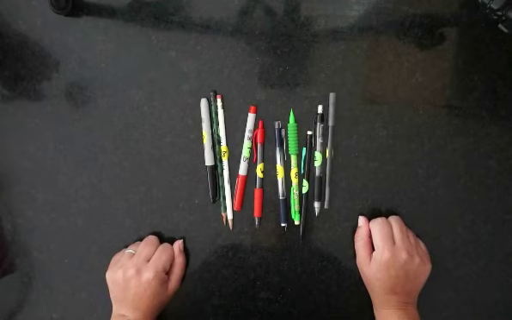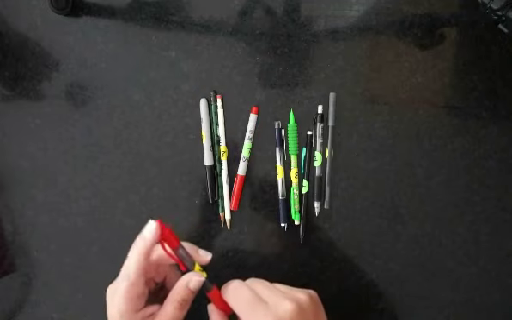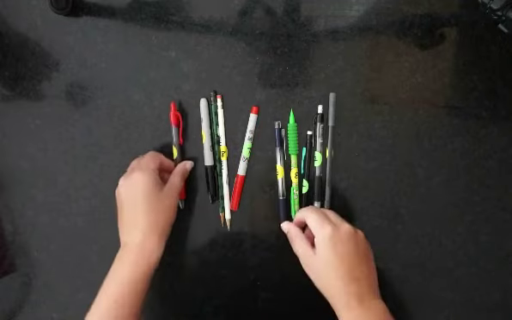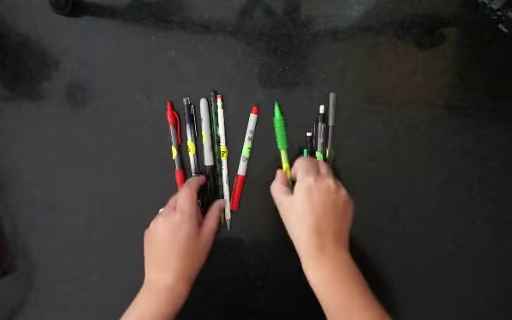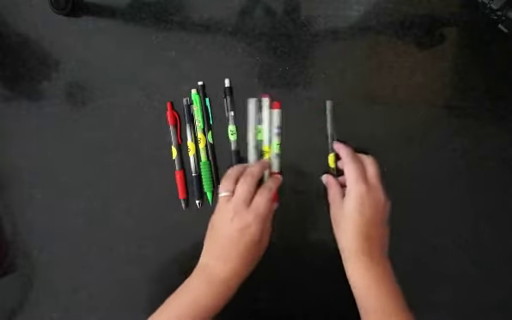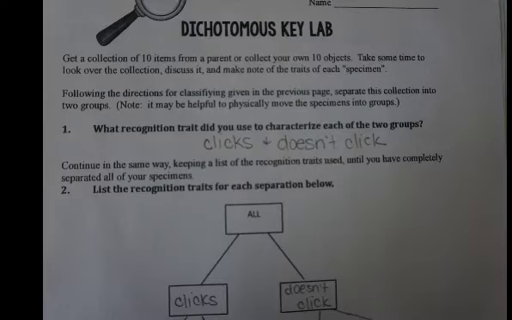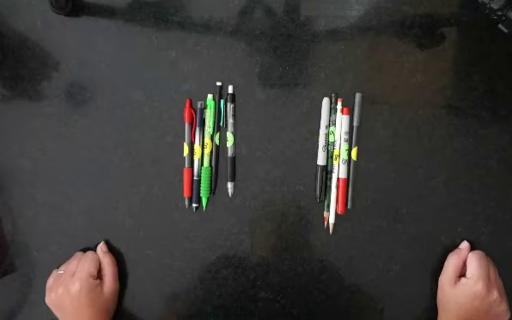And the first thing we're going to do is divide this group into two categories. So I decided to use click and no click writing utensils. So I'm going to divide those into my two groups. And then you're going to write that in question 1 on your lab. And then you can see for number 2 that we divided the all by clicks and doesn't click.